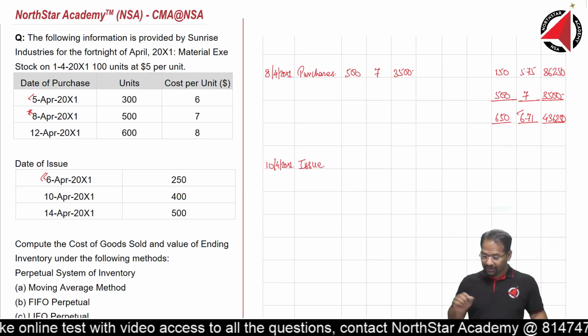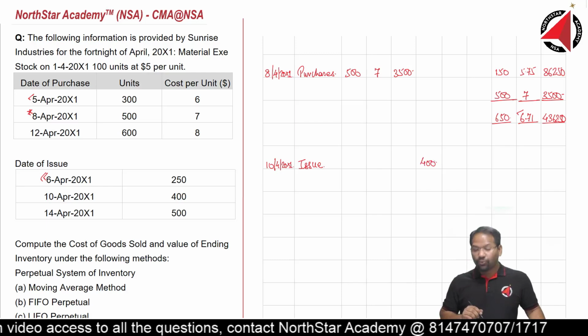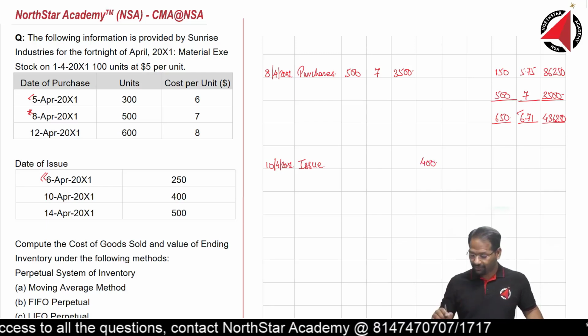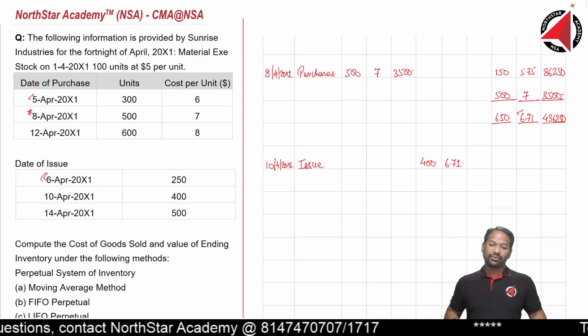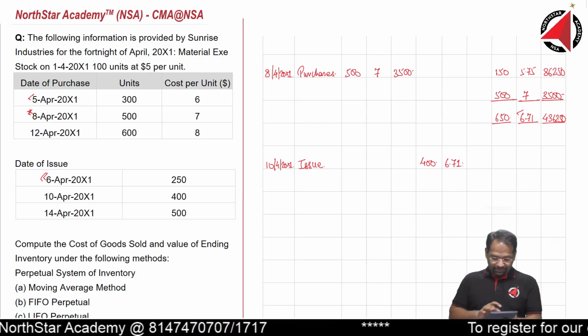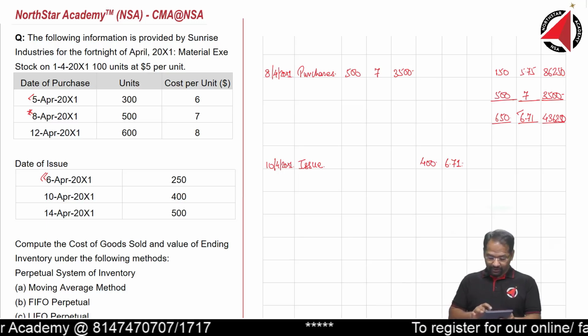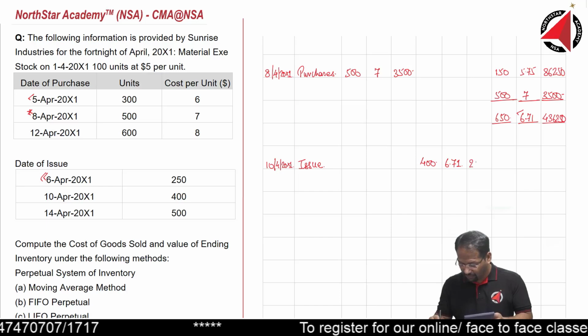How many units are issued? 400 units are issued. At what rate are we going to issue now? So at the rate of 6.71 per unit, we are going to issue. How much will it be? So 6.71 multiplied by 400. So we have 2684.